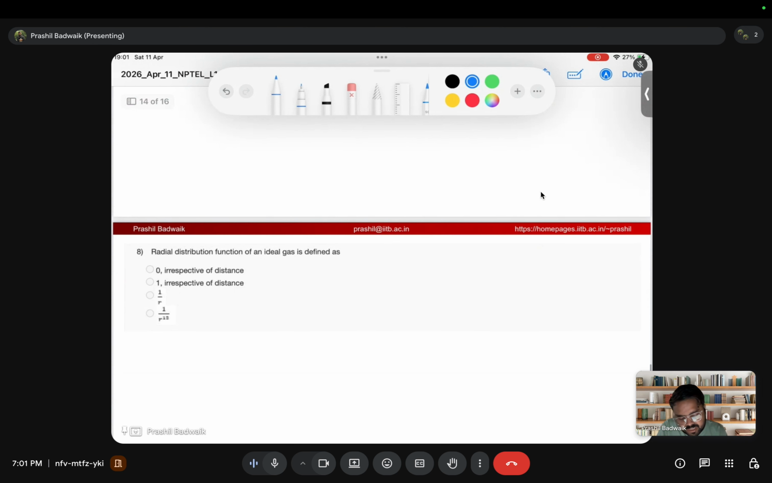Radial distribution of an ideal gas. What is the radial distribution function? It is called g of r, which is equal to the density at r divided by the density of the bulk or ideal gas. So I have a system which has some particles over here.